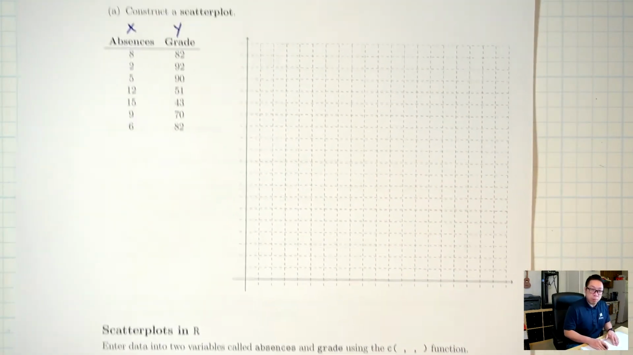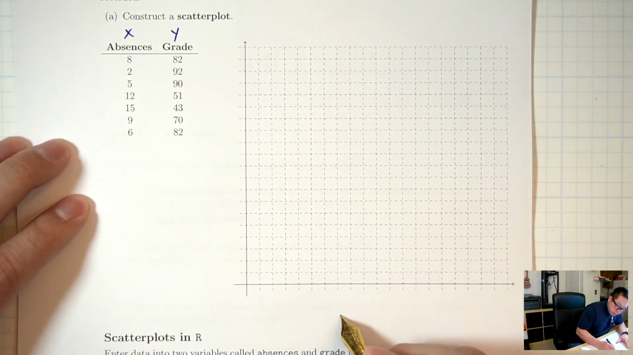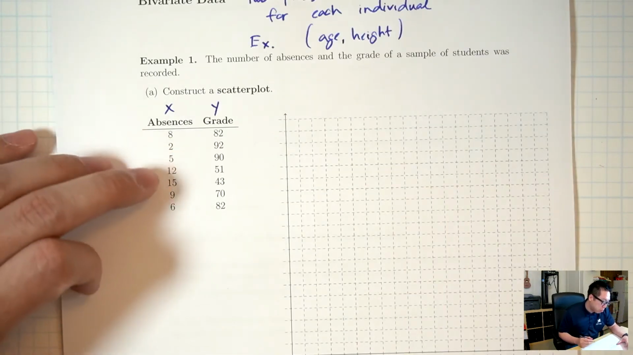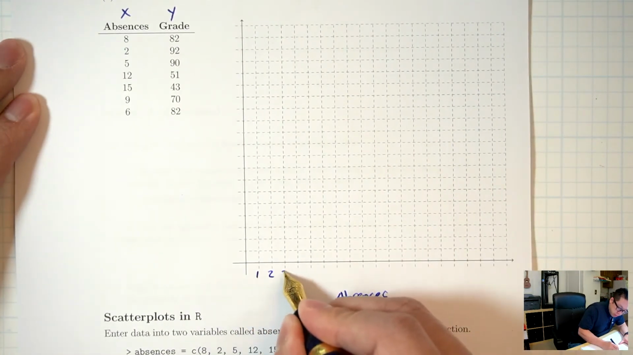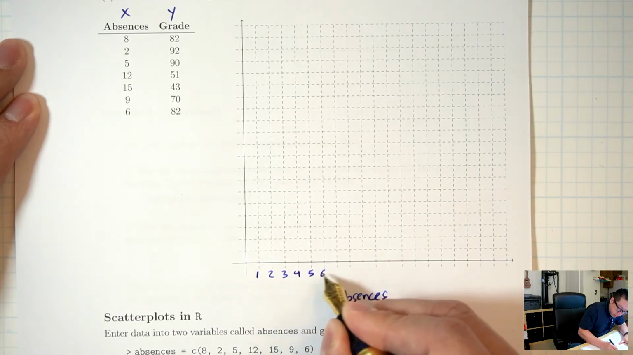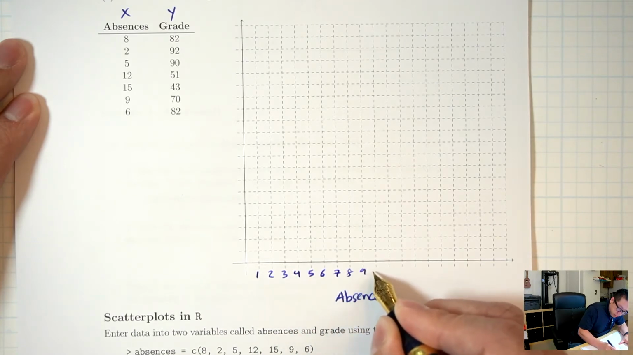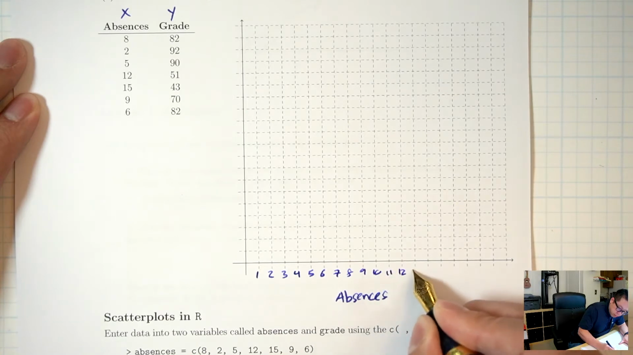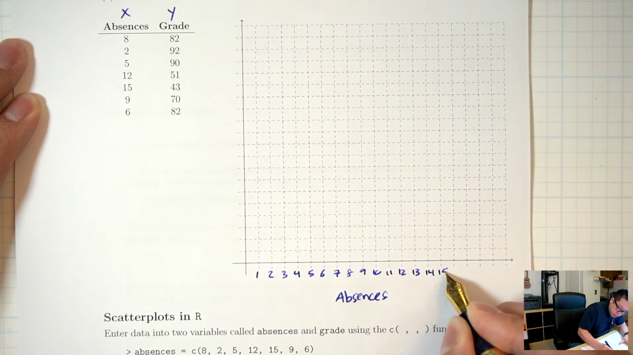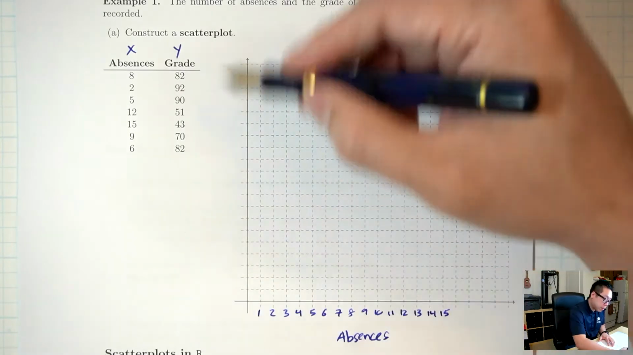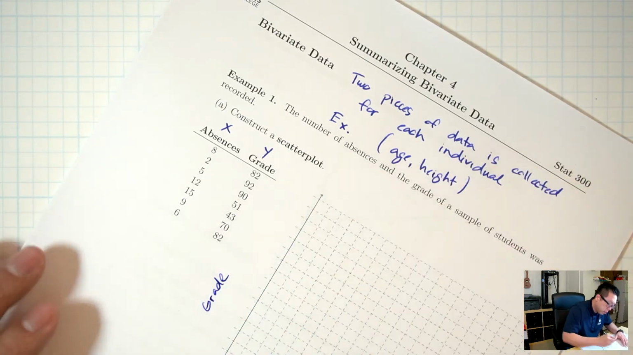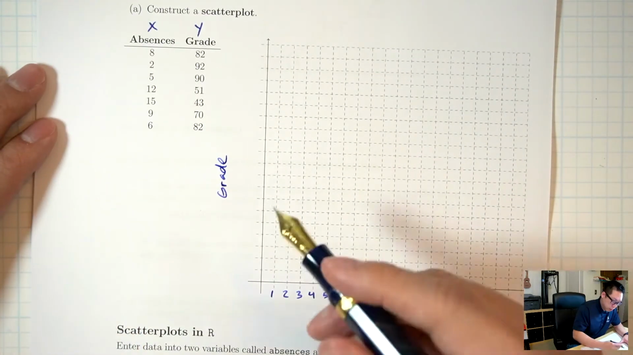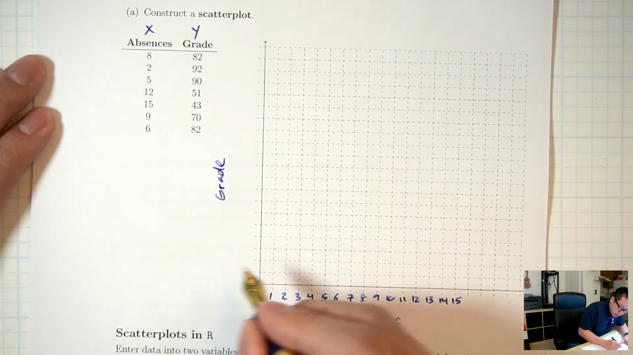On the x-axis, I want to put my absences. And my absences go all the way up to 15. Let me count by 1 here. And then on my y-axis, I'll put the grade. And I think I have this set up so that every 2 marks is 10.